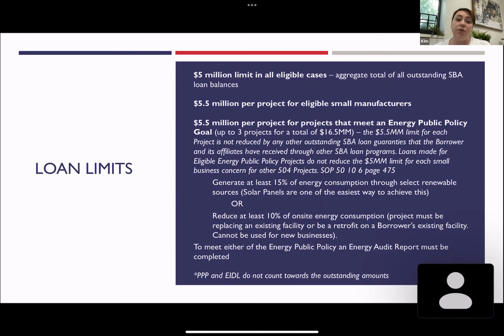But doing an energy project increases their ability to utilize SBA funds for up to 3 projects, totaling 16.5 million, in addition to the 5 million in general SBA authority. So they can utilize up to 21.5 million in SBA funds by doing an energy project, an energy project public policy goal.